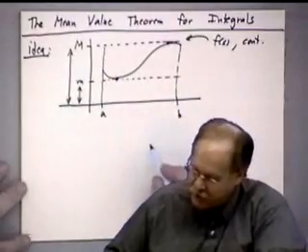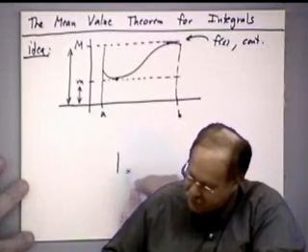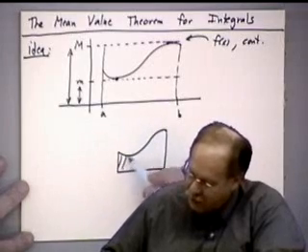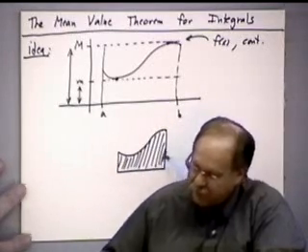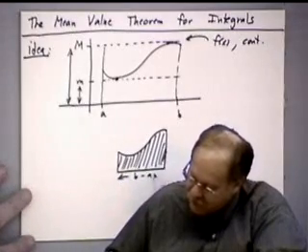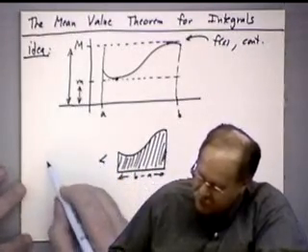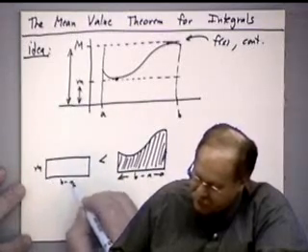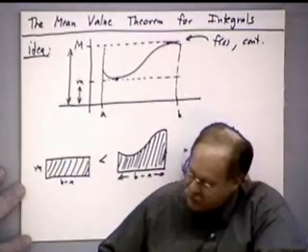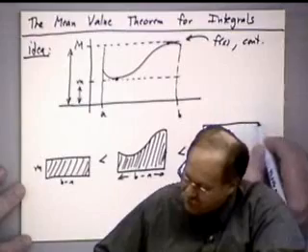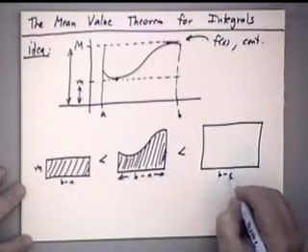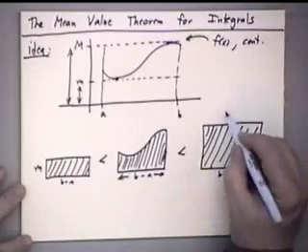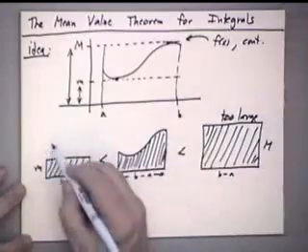So if you want to draw a graphical picture, you might have something like this. Here is the actual area that you would like to find. And the base, of course, is b minus a. Now that's certainly bigger than the area of the small rectangle with height m and base b minus a. And it's certainly less than the area of the large rectangle with base b minus a and height big M. So this is too large, and this one is too small.